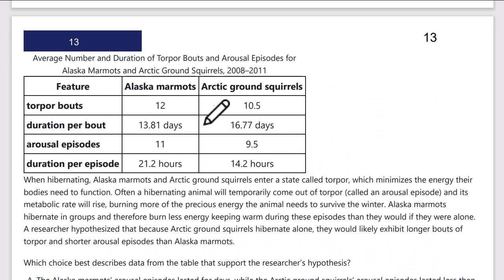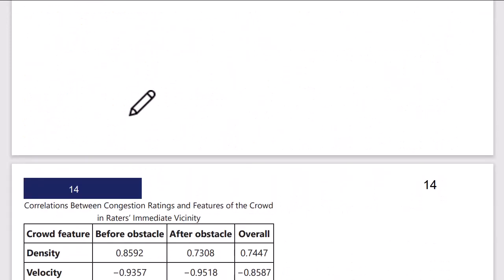And other tables might have data that's, again, irrelevant. We might not need the number of torpor bouts, whatever that is. We might actually care about the duration of the torpor bouts rather than the number of torpor bouts. So usually there's going to be some information here that's pertinent and other information that might not be pertinent.